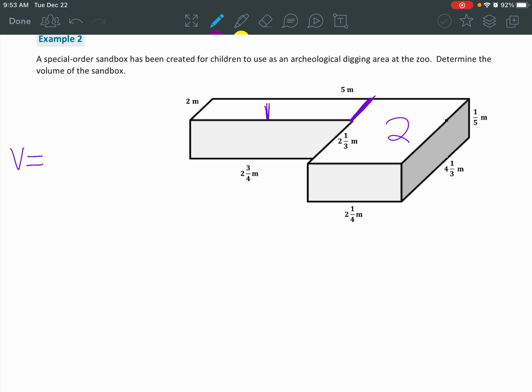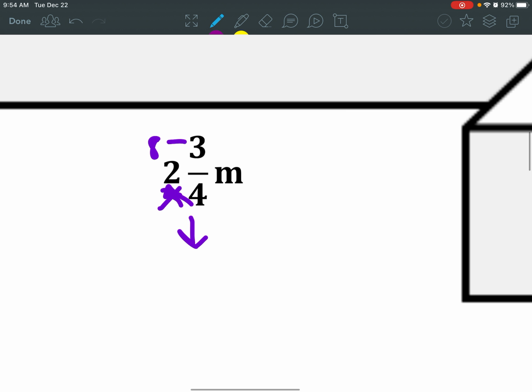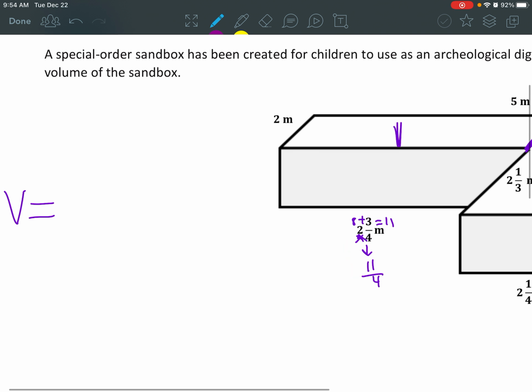So the volume of 1, well, my length is 2 3/4. So let's turn this quickly into an improper fraction. 4 times 2 is 8 plus 3 is 11. So we have 11/4.